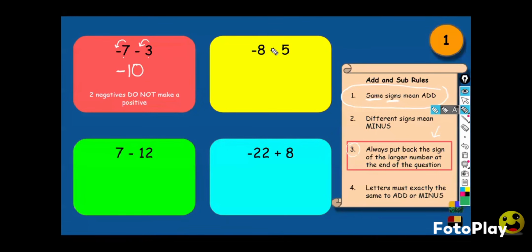Minus 8 plus 5. This 8 has a minus sign because when we look to the left, it's a minus. And this 5 is positive 5. That positive belongs to the 5, and that minus sign belongs to the 8.